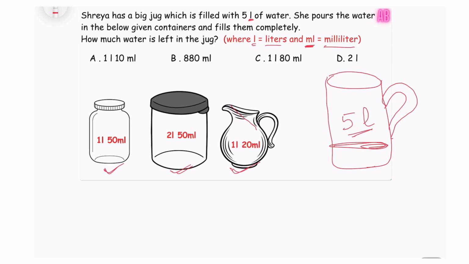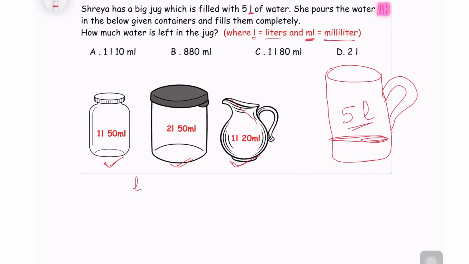Okay, that's what they are asking. So this is 5 liters, and the capacity of these containers is 1 liter 50 milliliter, 2 liter 50 milliliter, 1 liter 20 milliliter. Okay, this is the capacity. So what we can do is add the capacity of all these containers, subtract it from 5 liters, and then we can get the amount of water which is left. Okay, so let's solve this.